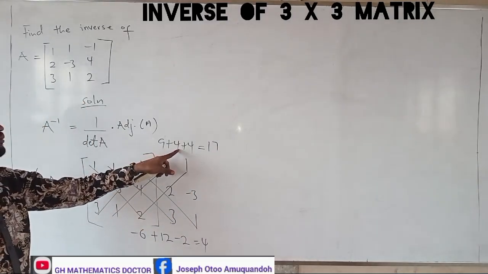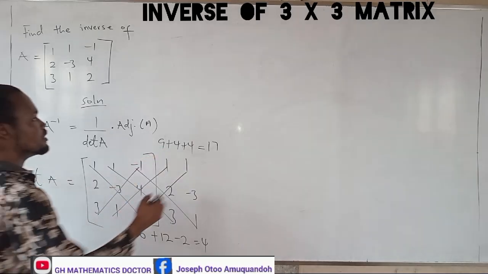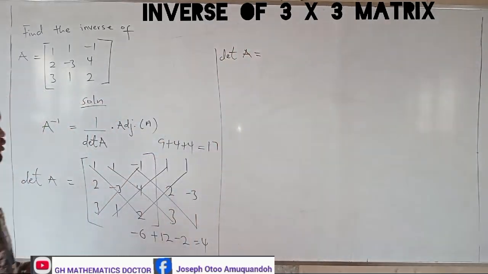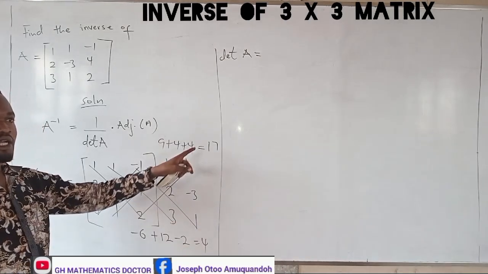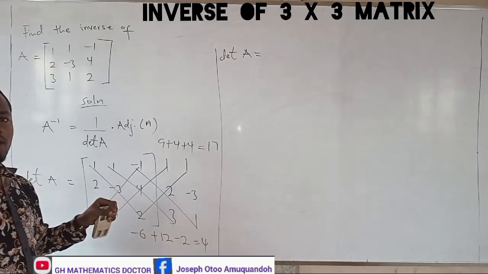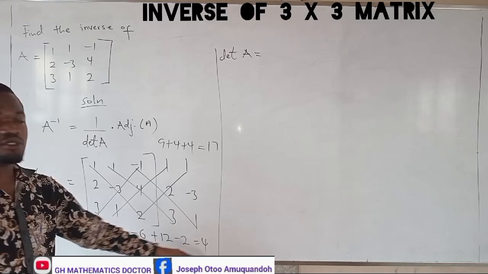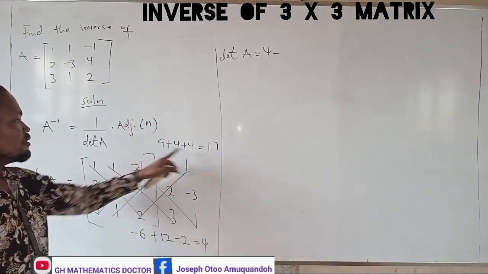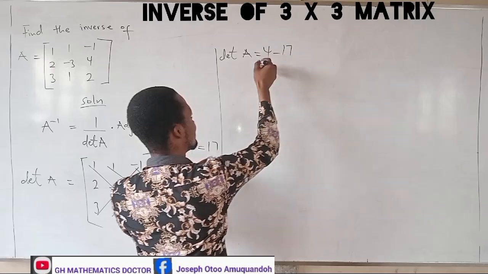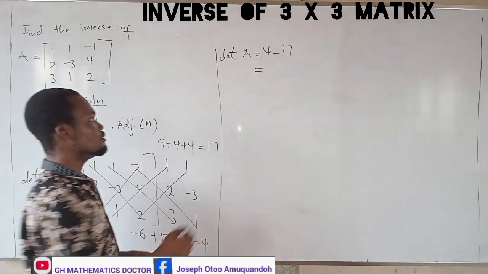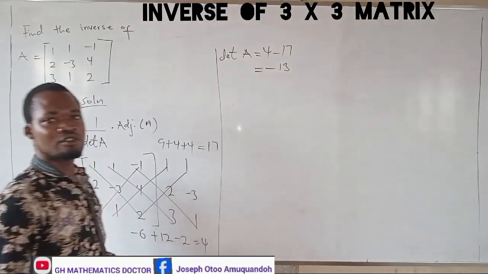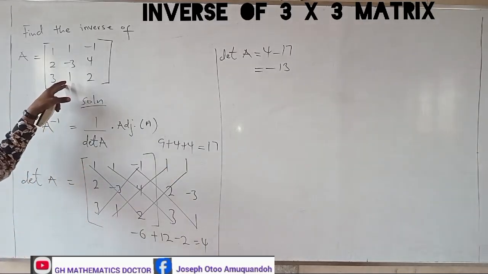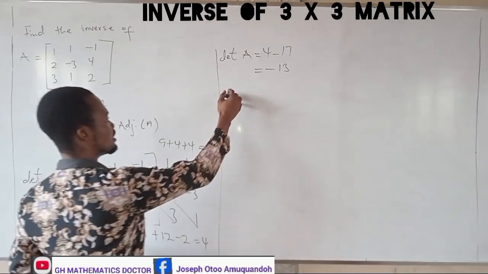So the determinant of A will be the difference of the right and the left diagonal answers. Starting with the left diagonal, we had 14, so we write that one first, minus the sum of the right diagonal, which is 17. And our determinant will give you negative 13. So this is the answer for the determinant of this 3 by 3 matrix. We need to find the adjoint, so let's proceed and do the adjoint.